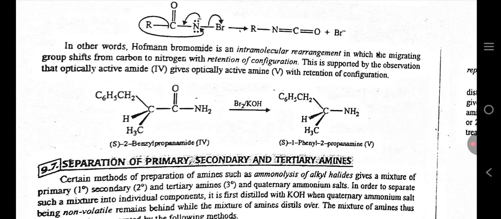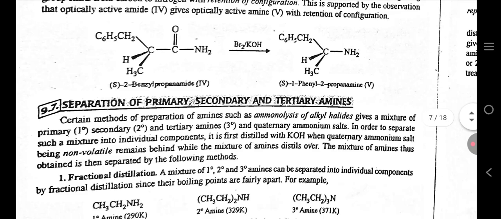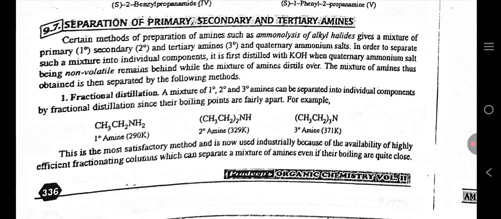In other words, Hofmann bromamide is an intramolecular rearrangement in which the migrating group shifts from carbon to nitrogen with retention of configuration. This is supported by the observation that optically active amide gives optically active amine with retention of configuration. Separation of primary, secondary, and tertiary amines.